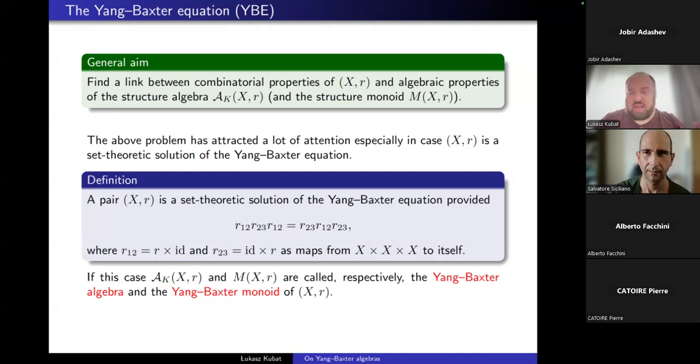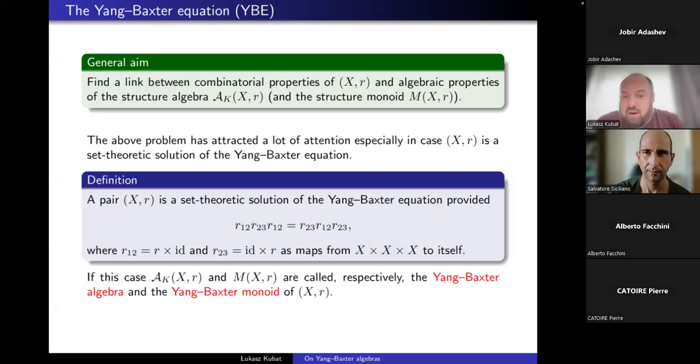So the aim is how to translate the combinatorics of the map R into algebraic properties of associated structures, and vice versa: knowing some algebraic properties of associated structures, what can be said about our original map. And it turns out that this question is particularly interesting if our map is not arbitrary, but satisfies some extra properties. Later I will try to explain how the Yang-Baxter equation appeared, but before that, I will give you a definition.